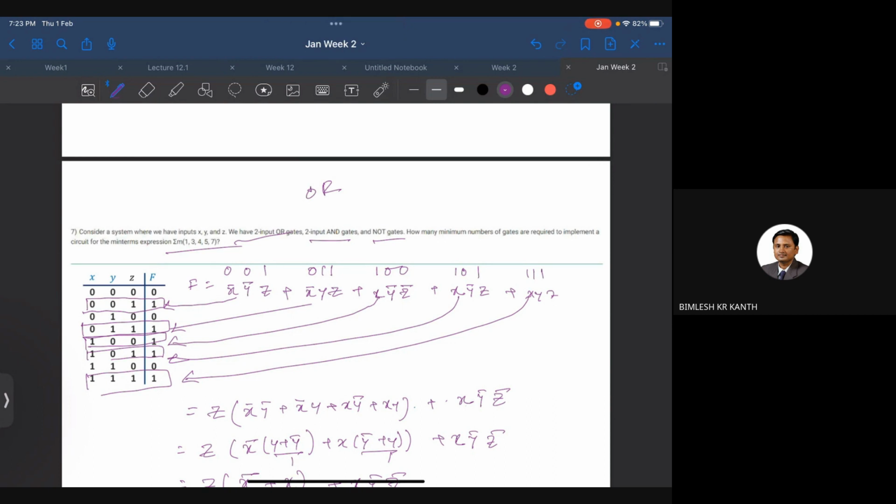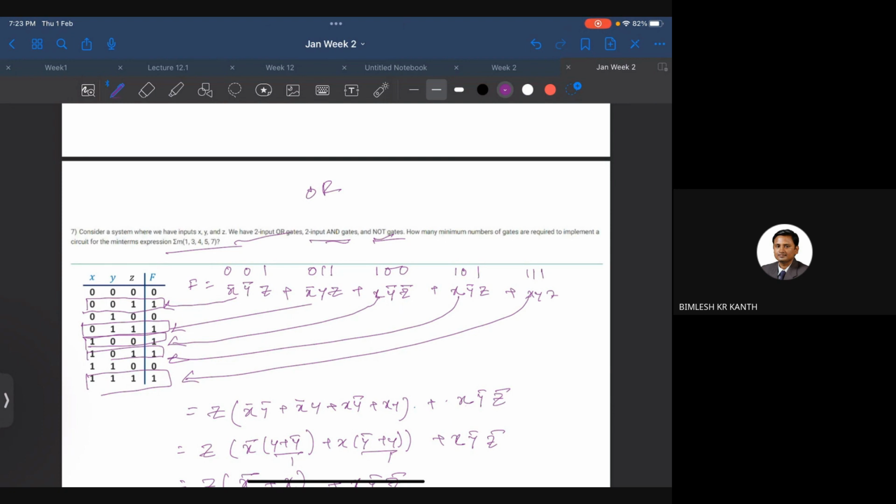Yes, like OR gates, NAND gates, and AND gates are given. You have to find the number of gates required. What is the meaning of this minterms expression, summation 1, 3, 4, 5, 7?